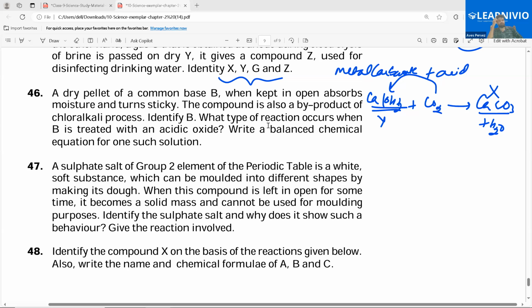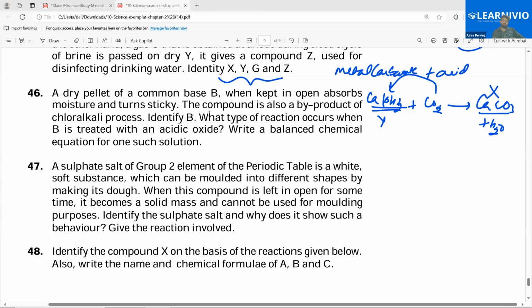Na2CO3? No, it is not Na2CO3. The acidic oxide is carbon dioxide, because non-metal oxides are acidic. So you will write it. Okay, note it down fast.